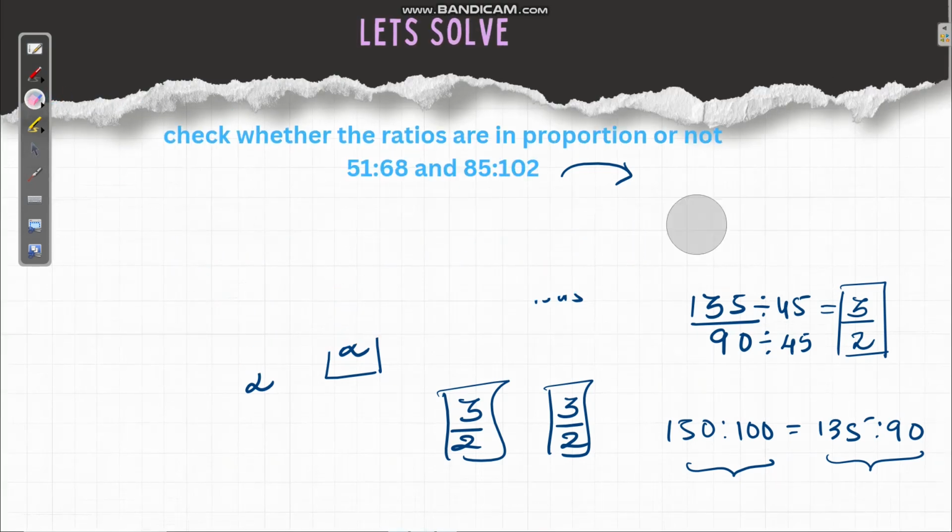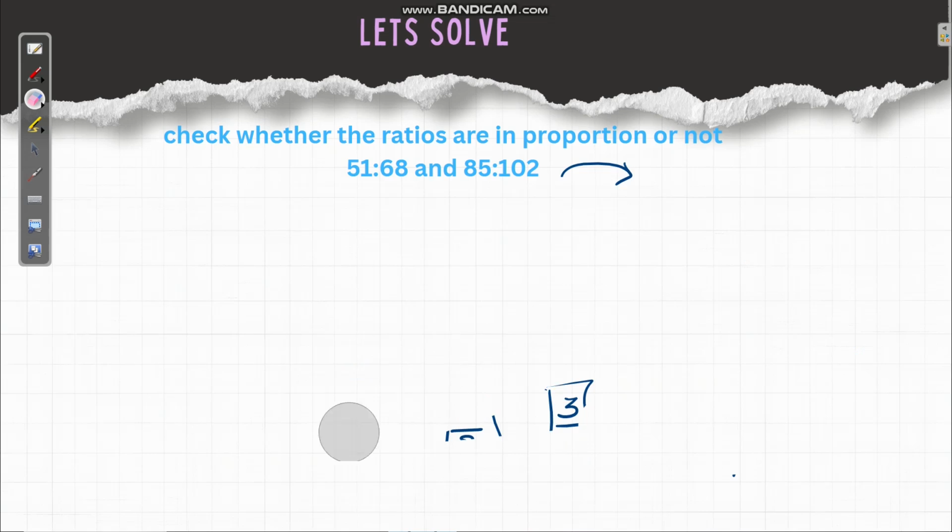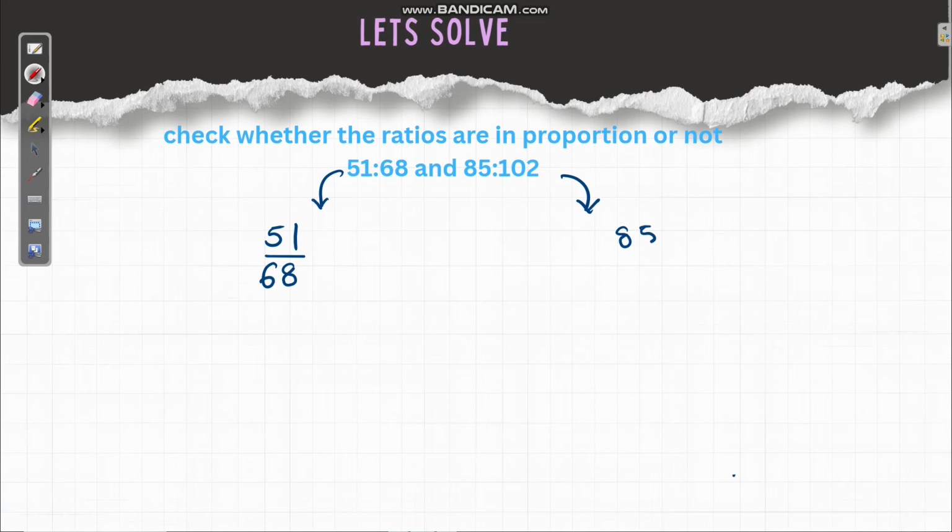Check whether the ratios are in proportion or not. So there are two ratios, four numbers, two ratios. Let's take the first ratio, that is 51 is to 68, that will be 51 upon 68. The second ratio is 85 upon 102. Now how are you going to solve? By which number can we divide them, like 51 and 68? 17, right? Because 17 is the HCF of 51 and 68.